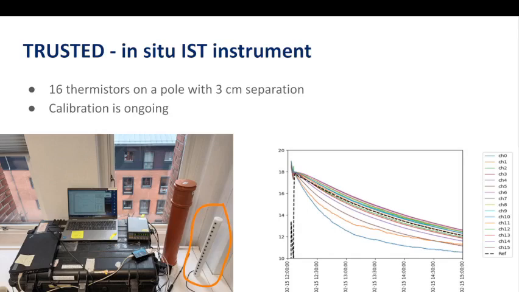And here's also an example of a calibration activity where you see the spread of the different thermistors before they get calibrated, just to illustrate how important calibration is. So we look forward to this project progressing and providing some in-field data next year.